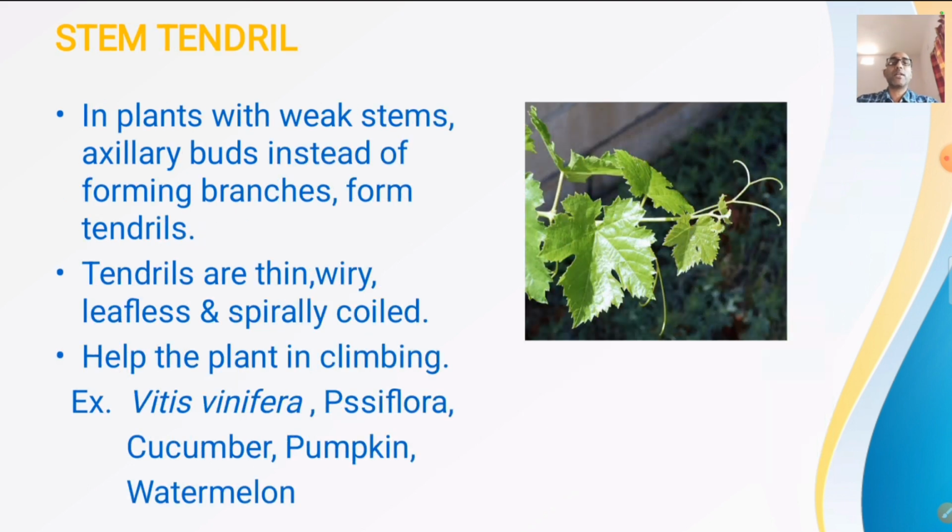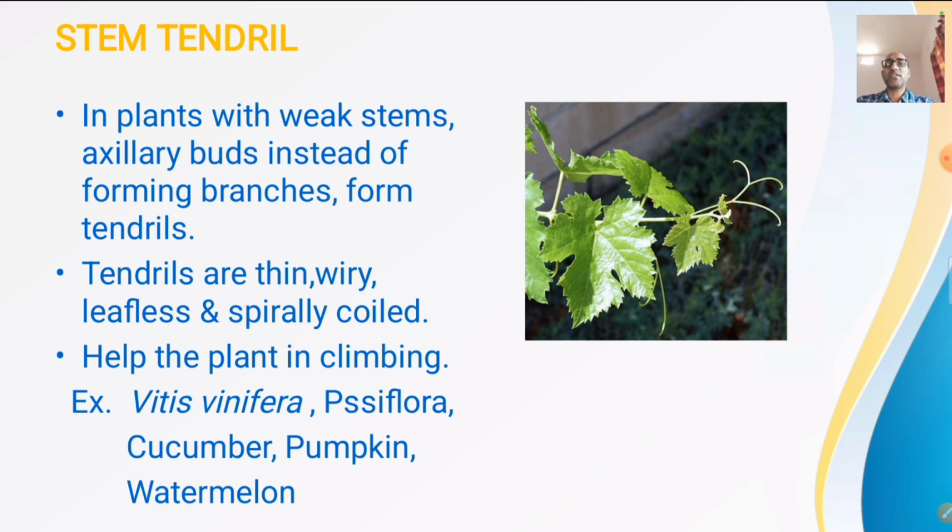Then the last one is stem tendril. Where these tendrils are found, they are generally found in plants with weak stems. Okay. So here the axillary buds, instead of forming branches, which is the main purpose of axillary buds, form tendrils. So tendrils are thin, wiry, leafless, and spirally coiled. So what is the function of tendril? Tendril's main function is to help plants in climbing.